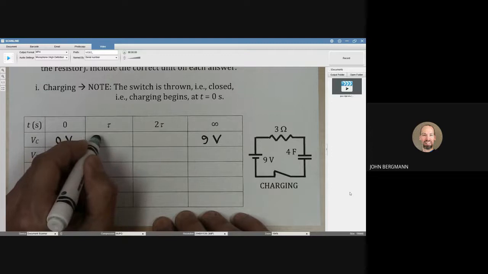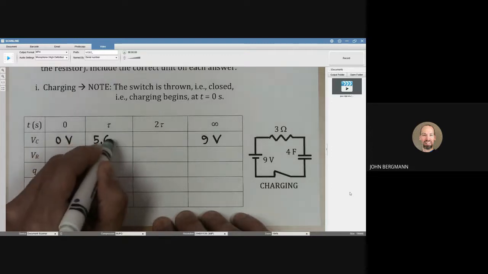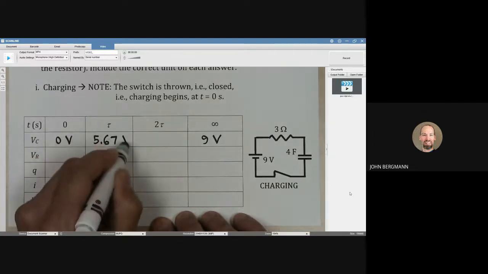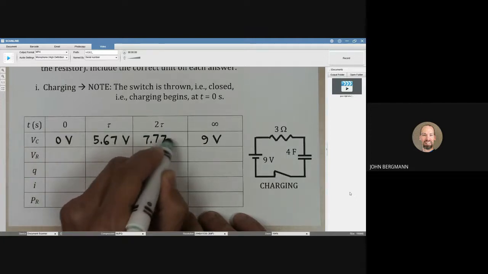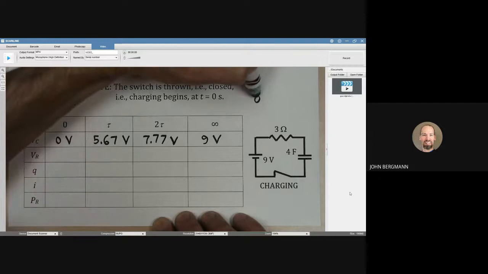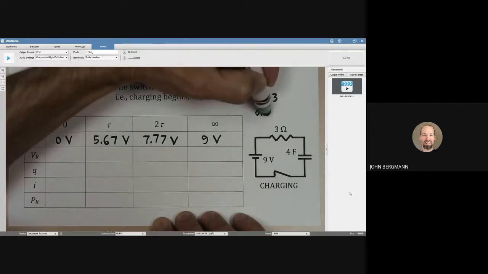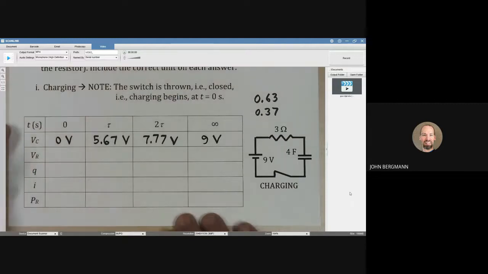I'm not going to bore you with those calculations. You can stop the video and convince yourself of these numbers. But again, the numbers we're keeping in mind here are 0.63 and 0.37. And we're just using those approximate decimals instead of a more complicated formula because we're trying to get a conceptual idea of what is going on.